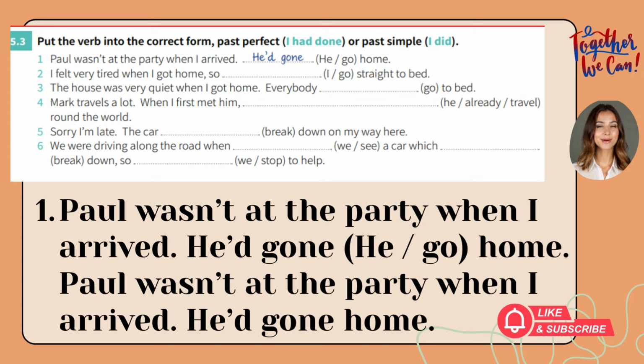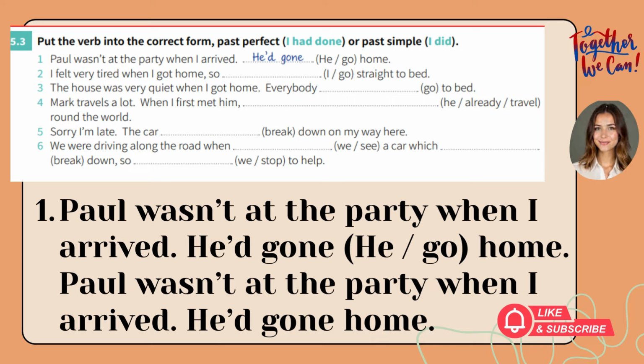Imagine you arrive at a party. Maybe you're a little late. You look around, you ask, where's Paul? Someone says, oh, Paul? He already left. You just missed him. So when you tell the story, you say, "Paul wasn't at the party when I arrived. He'd gone home." This tiny contraction "he'd" is actually "he had," and it's important.